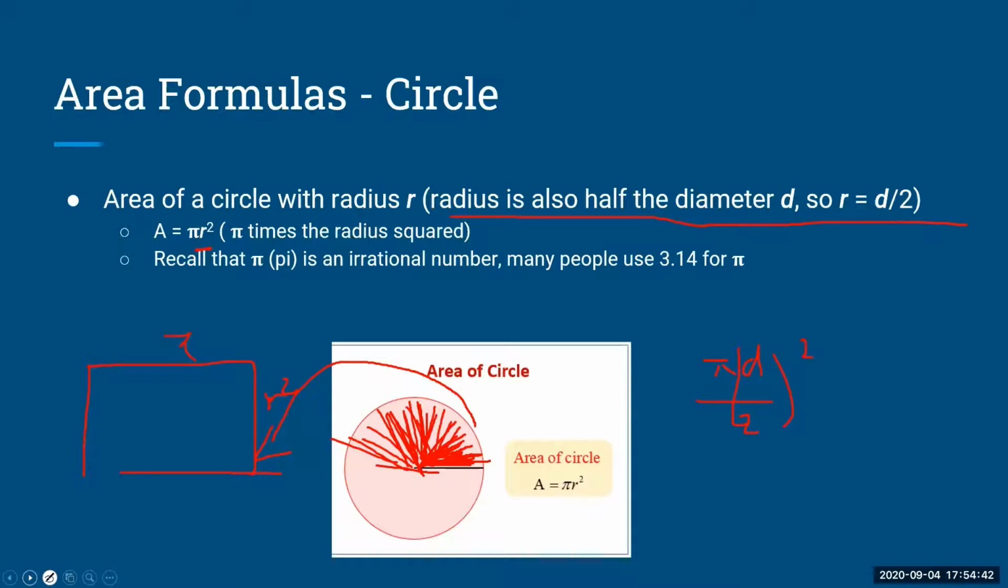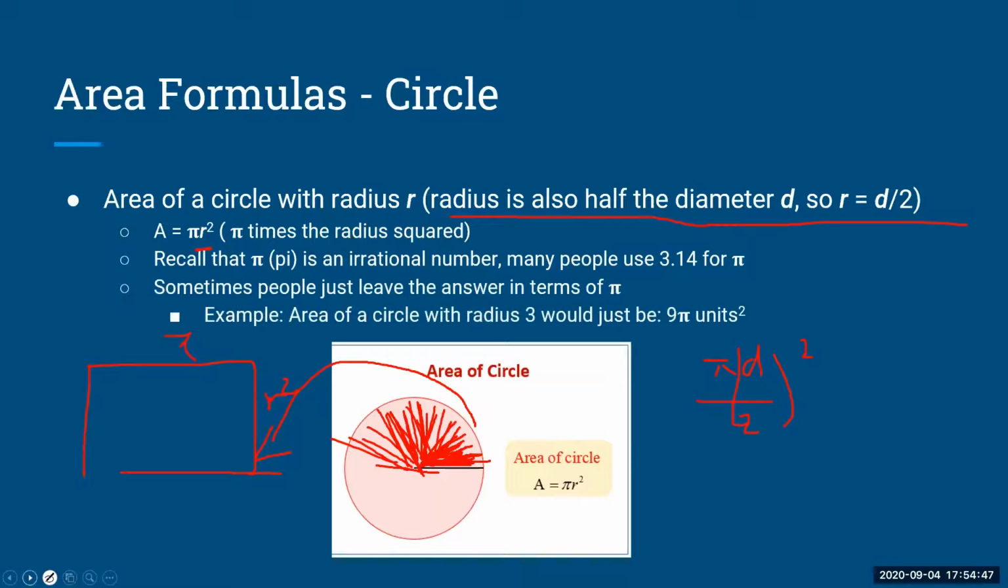And pi is an irrational number, many people use 3.14, and some people just leave it in terms of pi. In fact, you should start learning how to do that, unless the question tells you not to. So the area of a circle of radius 3 is 9 pi units squared, because it's squared.